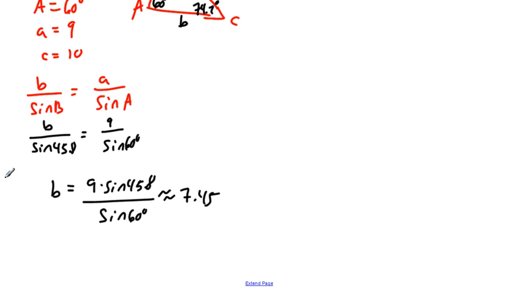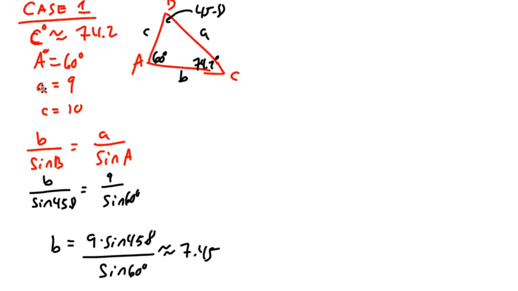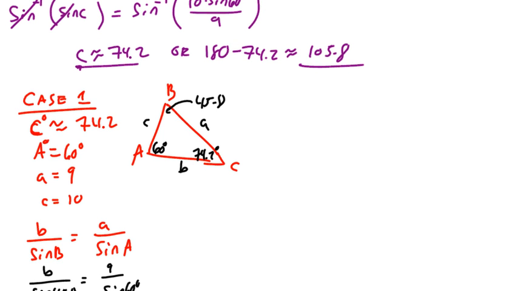Okay, and I think then we have everything. We have lowercase a, b, c, and we have angle A, B, C. So that means case 1 is done.